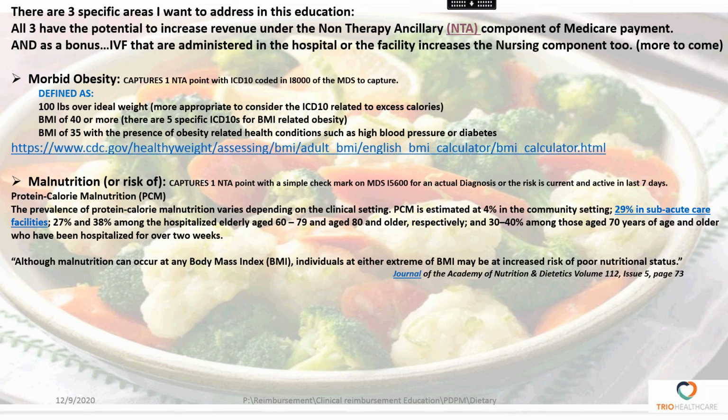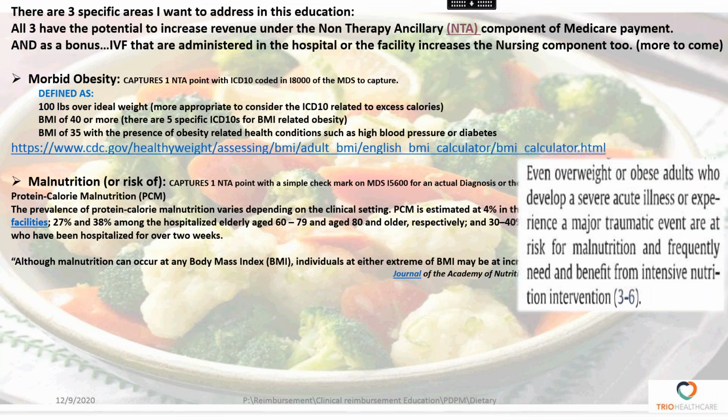The Journal of the Academy of Nutrition and Dietetics would say to you that although malnutrition can occur at any BMI, individuals at either extreme can be at increased risk of poor nutritional status. It's telling you again, even overweight or obese adults who develop a severe acute illness or experience a major traumatic event are at risk and frequently need and benefit from intensive nutrition interventions.